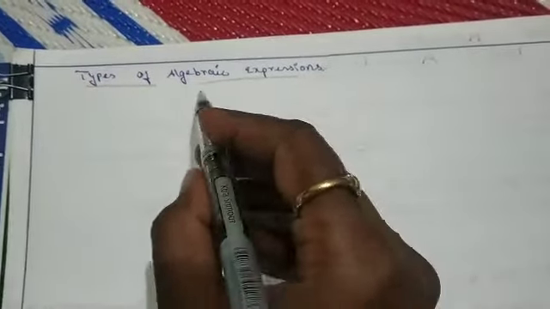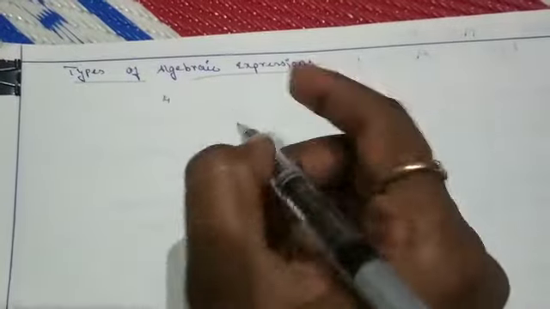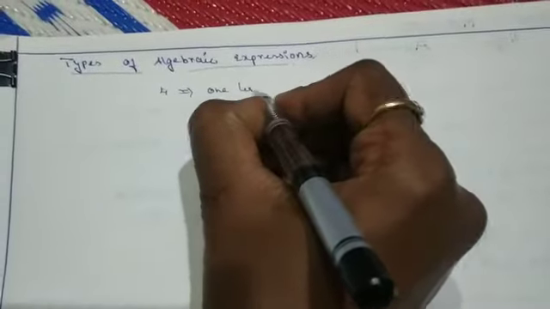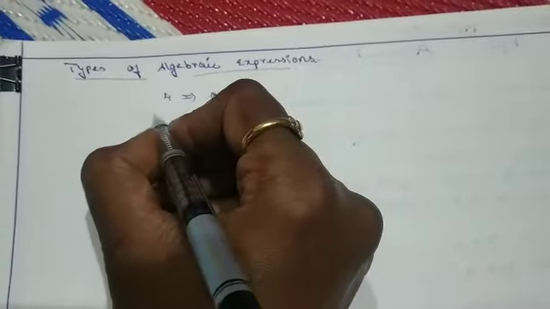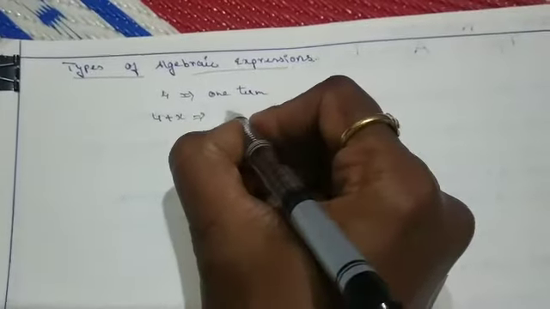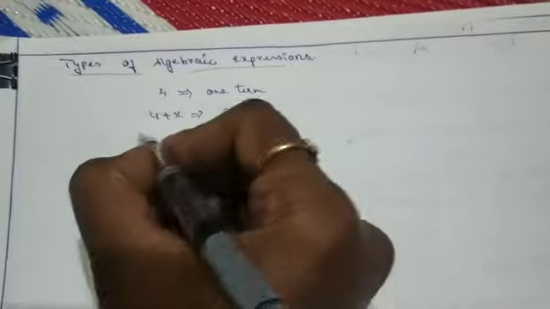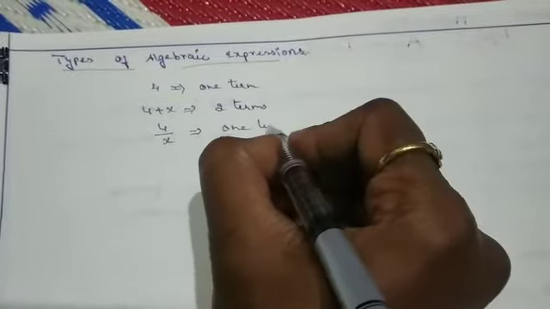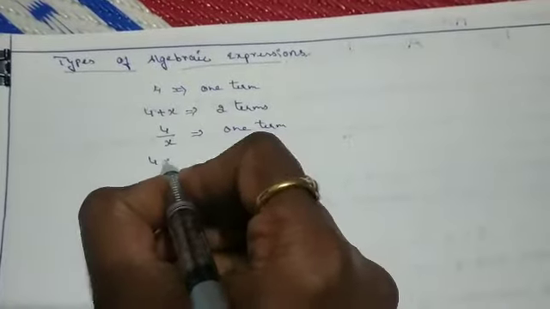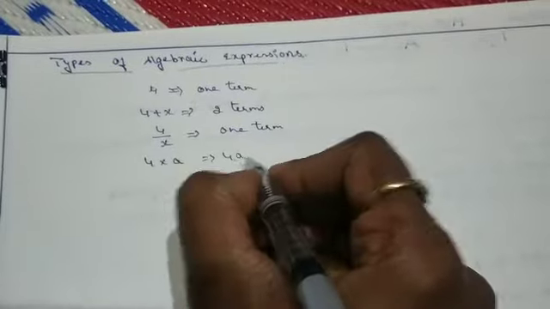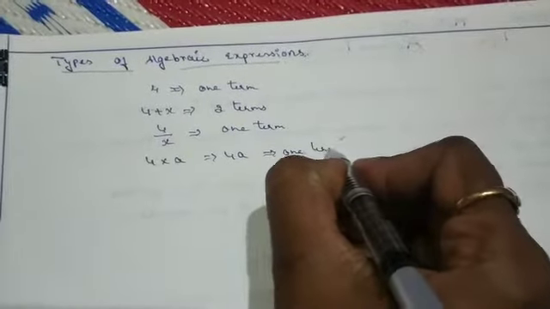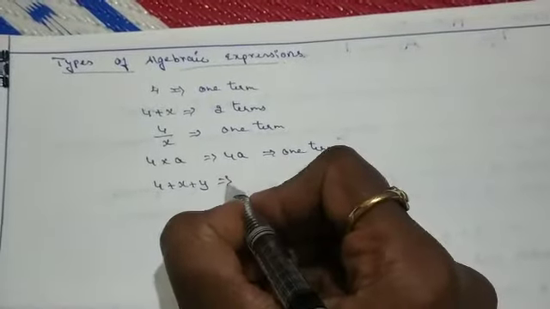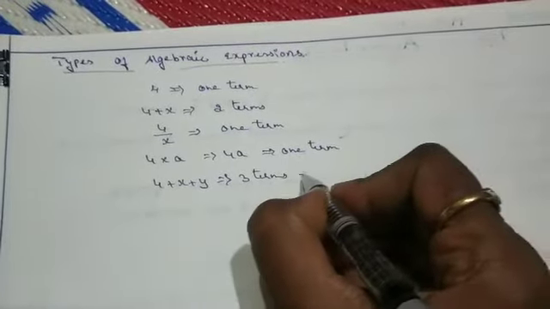Under the types of algebraic expression, if the term is only one, like 4, which is called a constant term, it is one term, therefore it is said to be a monomial. If it is 4 plus x, then there are two terms, so it is a binomial. 4 divided by x is one term. 4 into a is 4a, which is one term. Then 4 plus x plus y has three terms, so it is said to be a trinomial.